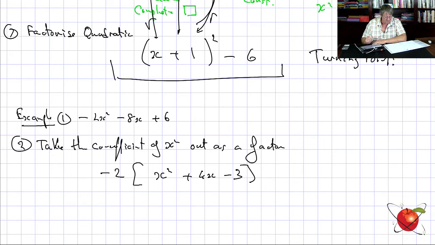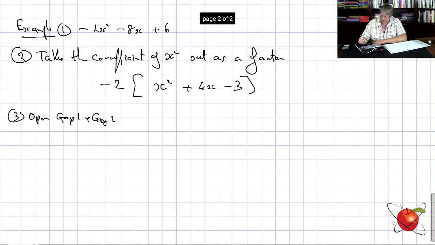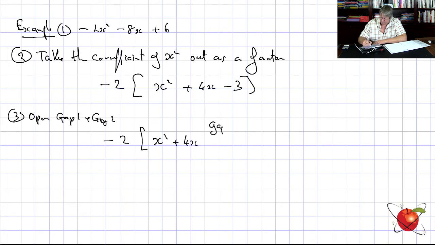What do I do next? Next it says, okay, we've taken it out. Next it says open up the gaps, right? And gap 2. Right, let me just move up a little bit of electronic paper. So I've got minus 2. And here's where you work methodically. Please don't bunch up. Give yourself space, right? If you don't give yourself space, you're going to make a mistake with minuses and pluses, etc.